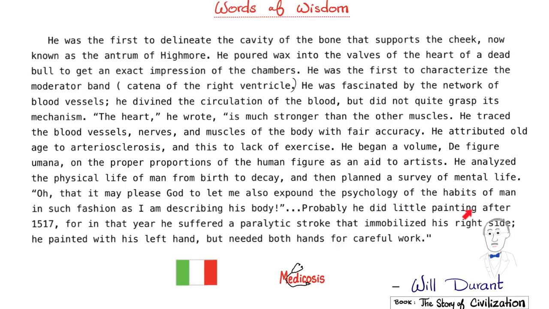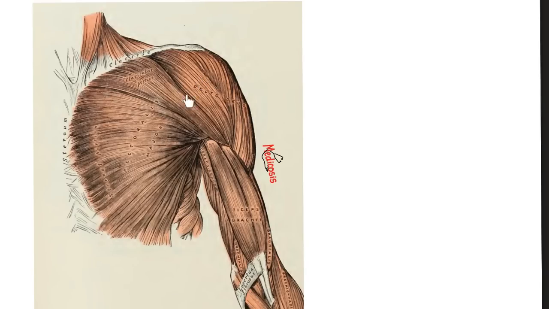Probably he did little painting after 1517, for in that year he suffered a paralytic stroke that immobilized his right side. So most probably the stroke was in the left half of the brain. Usually, not always. He painted with his left hand, but needed both hands for careful work. So even after his right hand was paralyzed, he still drew with his left hand. That's just genius.